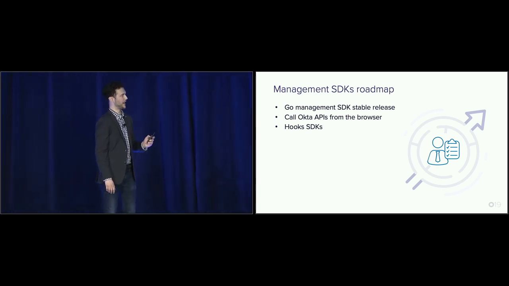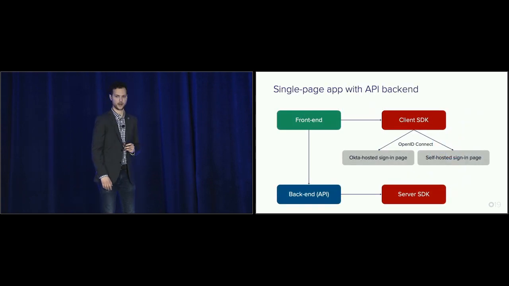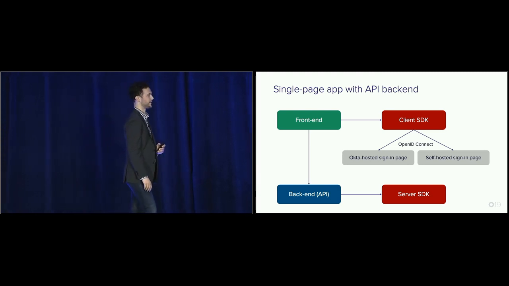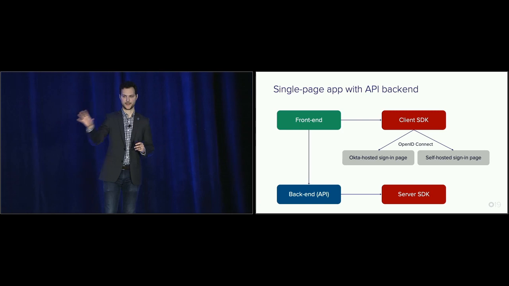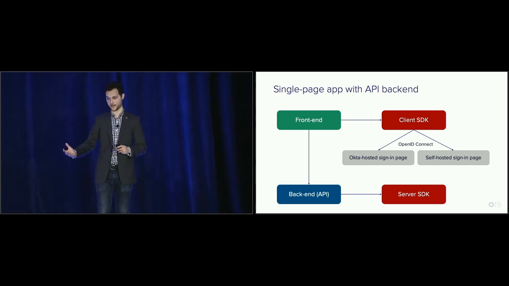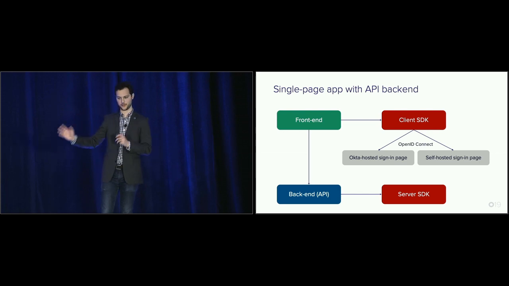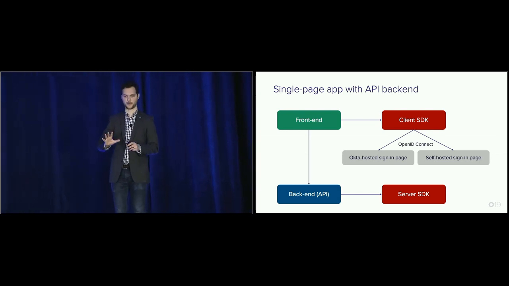I want to go back to a slide that we already saw. This is the first slide I showed about the single-page app architecture. And I glossed over something the first time. I said that the client SDK helps you sign the user in via Okta. I said it used OpenID Connect under the hood, and you could use the Okta sign-in page or your own sign-in page. But I didn't really explain how that works.